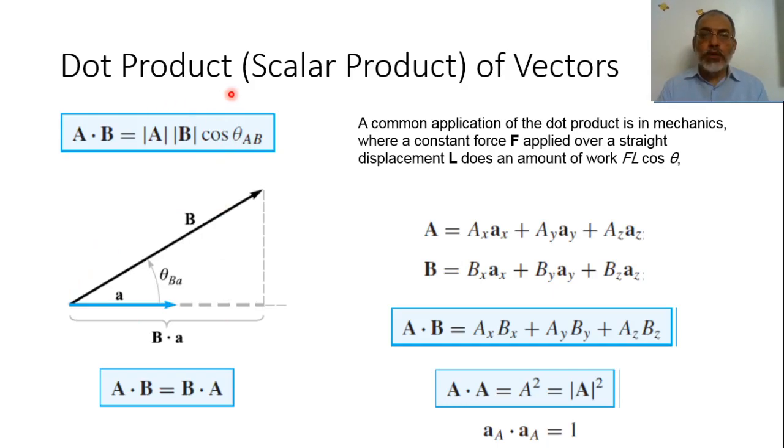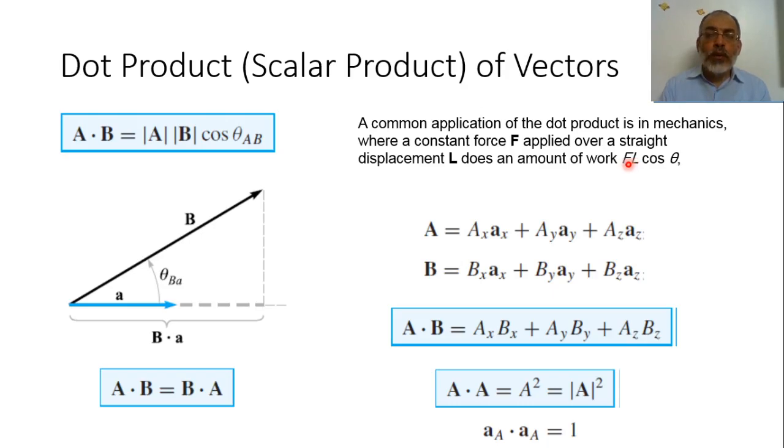Dot product or scalar product is used, for example, in calculating the work. So if we have force and displacement, the force dot the displacement equals the work done. And this can be represented as the magnitude of the force, the magnitude of the displacement, multiplied by the cosine of the angle between the force and the displacement.